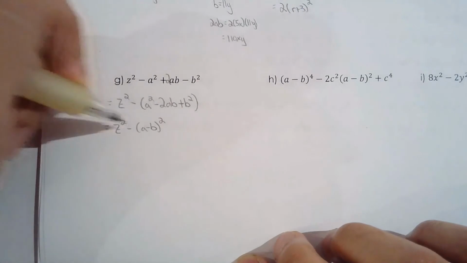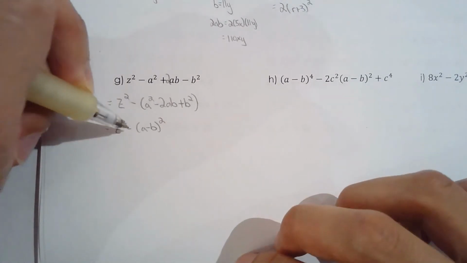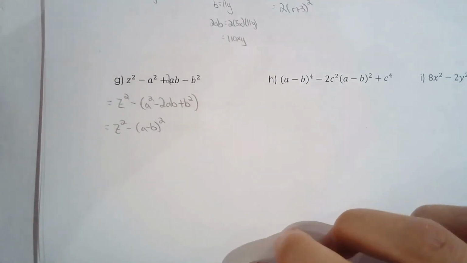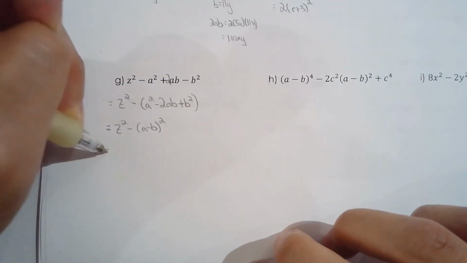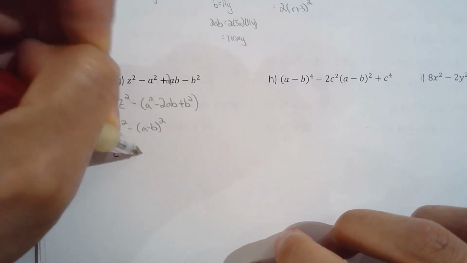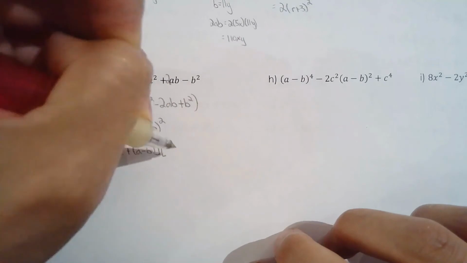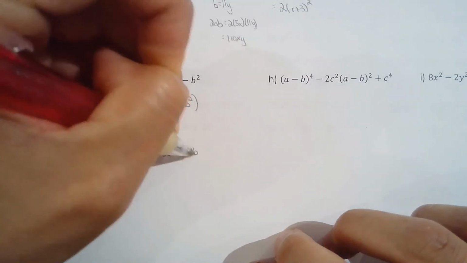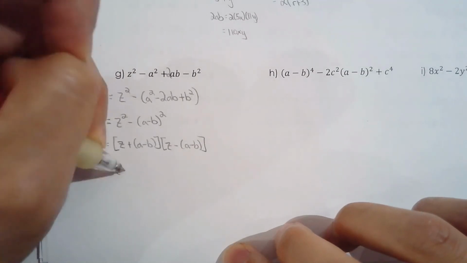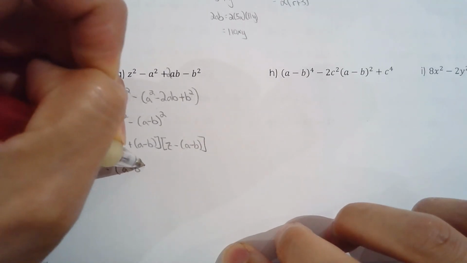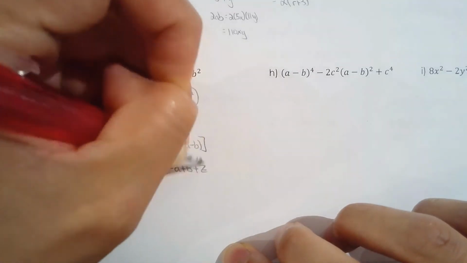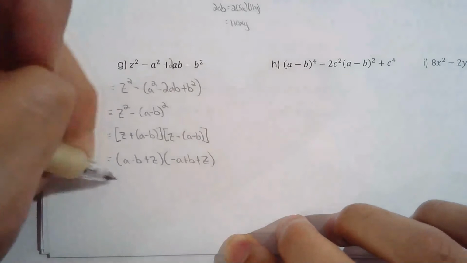And what do you see now? z squared minus (a minus b) squared. That's a difference of squares, so express it as a pair of conjugates. And of course, clean that up and simplify that. So (z plus a minus b)(z minus a plus b). Factor out -1, clean up that factor.